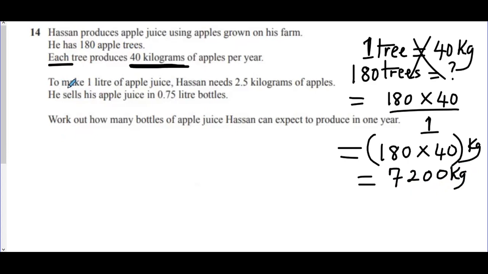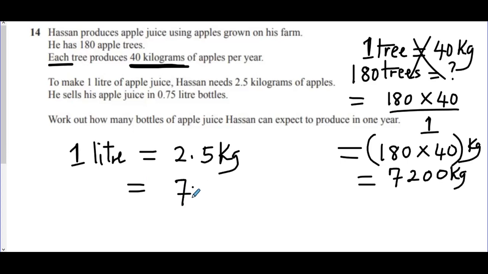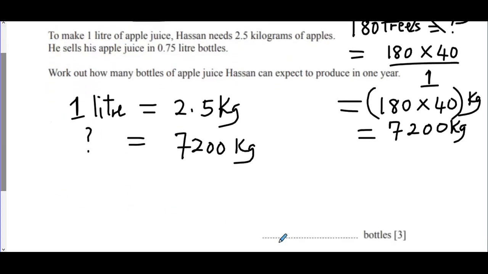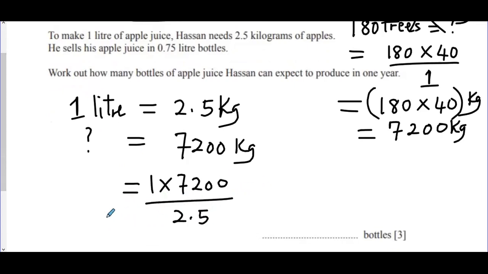Now, to make 1 liter of apple juice, Hassan needs 2.5 kilograms of apples. Now, these 7200 kilograms will give how many liters of apple juice? So you're going to do this calculation, which is 1 times 7200. The answer you get, you divide by 2.5.